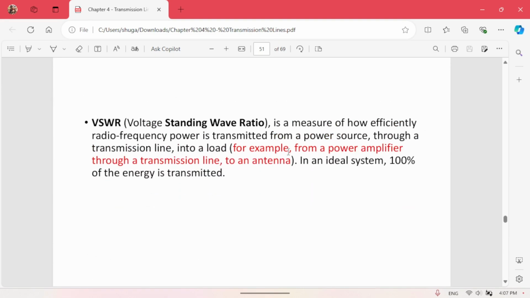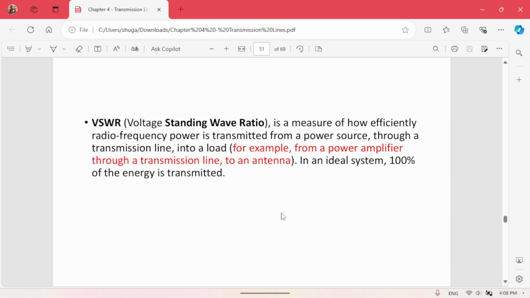Okay, VSWR, voltage standing wave ratio, is a measure of how efficiently radio frequency power is transmitted from a power source through a transmission line into a load. For example, from an amplifier through a transmission line to the antenna. So an ideal system is one where 100% of the energy is transmitted.